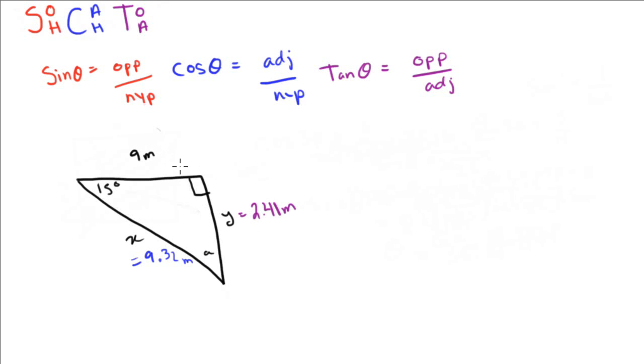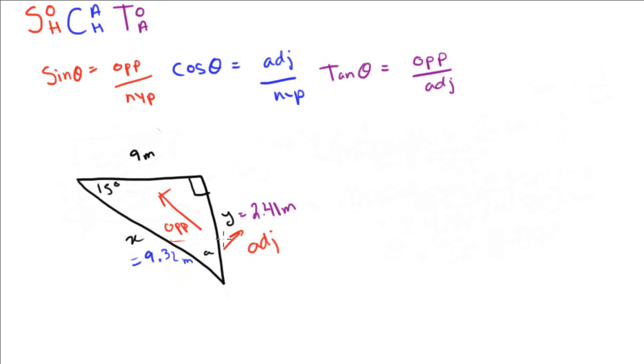We have all three sides: 9 meters, 2.41 meters, and 9.32 meters. Now to solve this, we can use any of these ratios. We can use sine, cos, or tan because we are given all three sides. Now remember this: in reference to the 15 degrees, 2.41 was our opposite side, and 9 meters was our adjacent side. However, since we're looking at a new angle, these all change. So the opposite side would have to be 9 meters, and the adjacent side would have to be 2.41 meters. So this is adjacent and this is opposite. And the hypotenuse stays exactly the same.